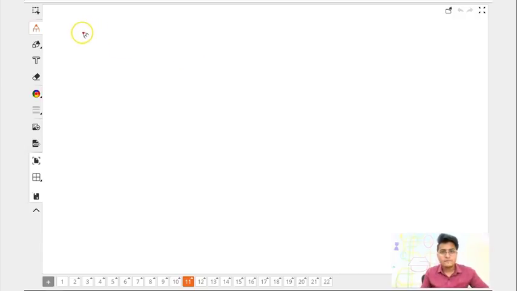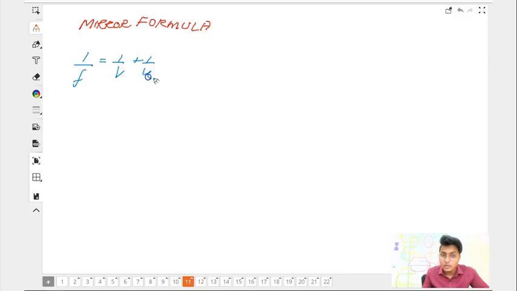The formula for mirror, called the mirror formula. Please note it down very clearly. What is the mirror formula? I believe all of you guys know what the mirror formula is. Mirror formula is nothing but 1 by f is equal to 1 by v plus 1 by u. That is the mirror formula, where f is the focal length, v is the image distance, u is the object distance. Cool? Awesome job.